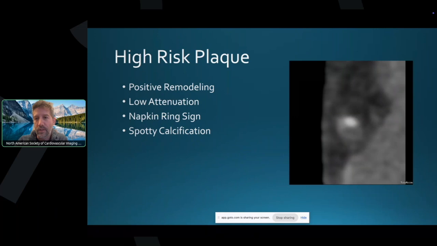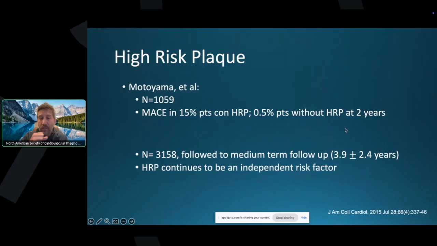So this is another patient just to show you the napkin ring sign, which can be difficult to see, but we have this high attenuation rim surrounding a lower attenuation area. So why is high risk plaque important?